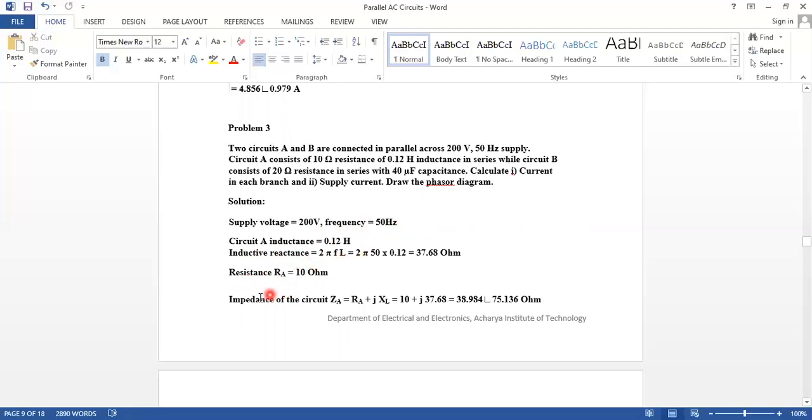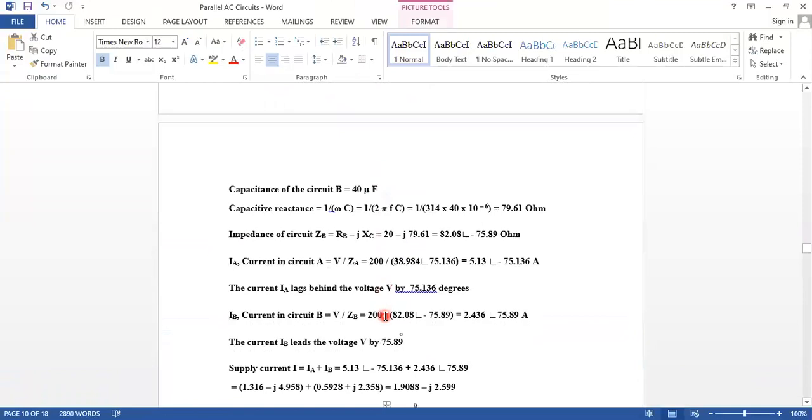Resistance is already given. So the impedance of circuit A is nothing but RA plus jXL. Write down that. Then go for the next branch, where the capacitance of the circuit is given. Find out the capacitive reactance, 1 by omega C. You get this value. Again, the impedance of the circuit you find out as RB minus jXC. We know that when we have a capacitor circuit, we usually denote the capacitive reactance by minus jXC, whereas when we have inductance, it is plus jXL. That we are very much clear with.